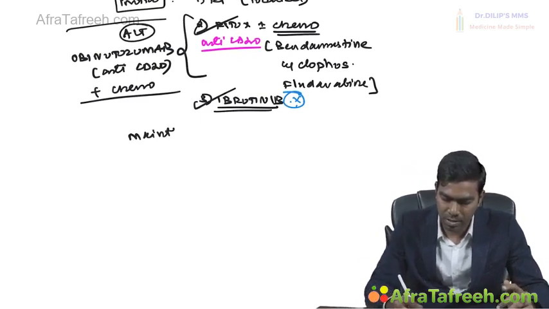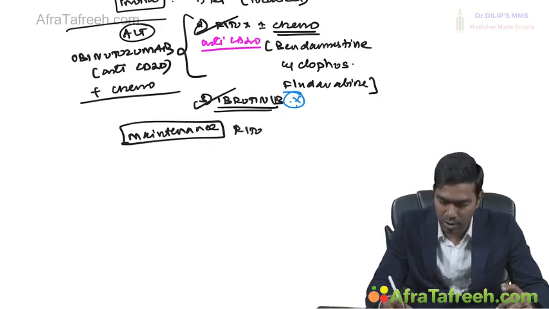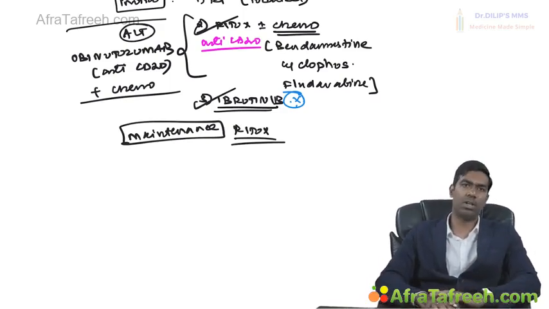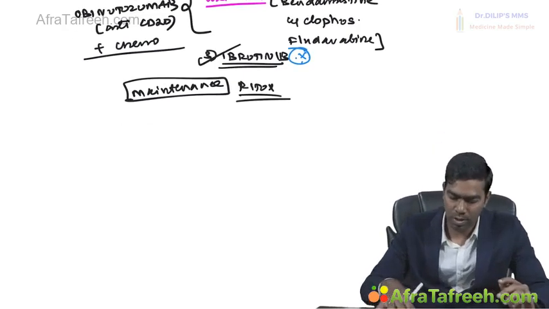And maintenance, again, is rituximab. The majority of NHL maintenance is based on rituximab. Once you finish the initial course of treatment, then maintenance will be done with monthly rituximab. This is very important again.